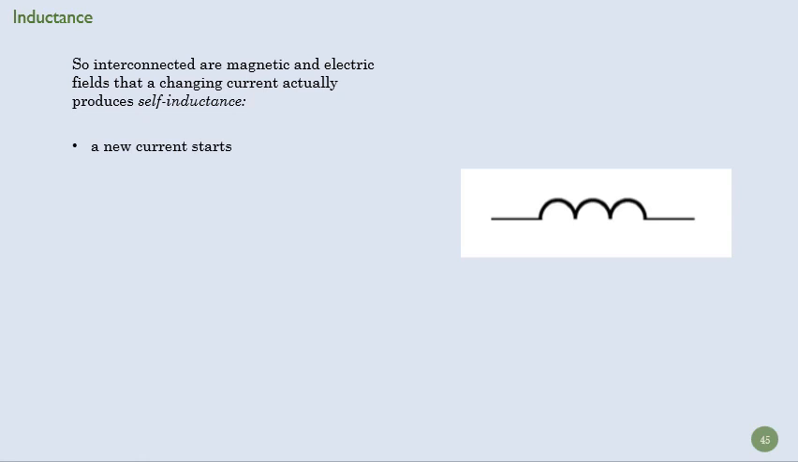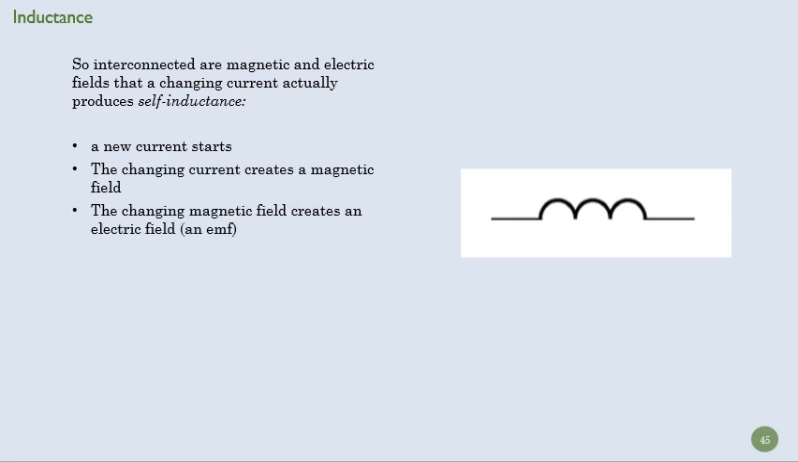What is self-inductance? Well, you start a new current, right? I connect a circuit. The changing current creates a magnetic field. The changing magnetic field creates an electric field. And just like we saw when we were pushing a magnet through the wire loop and the magnetic field opposed, in this case, the electric field opposes the initial current.